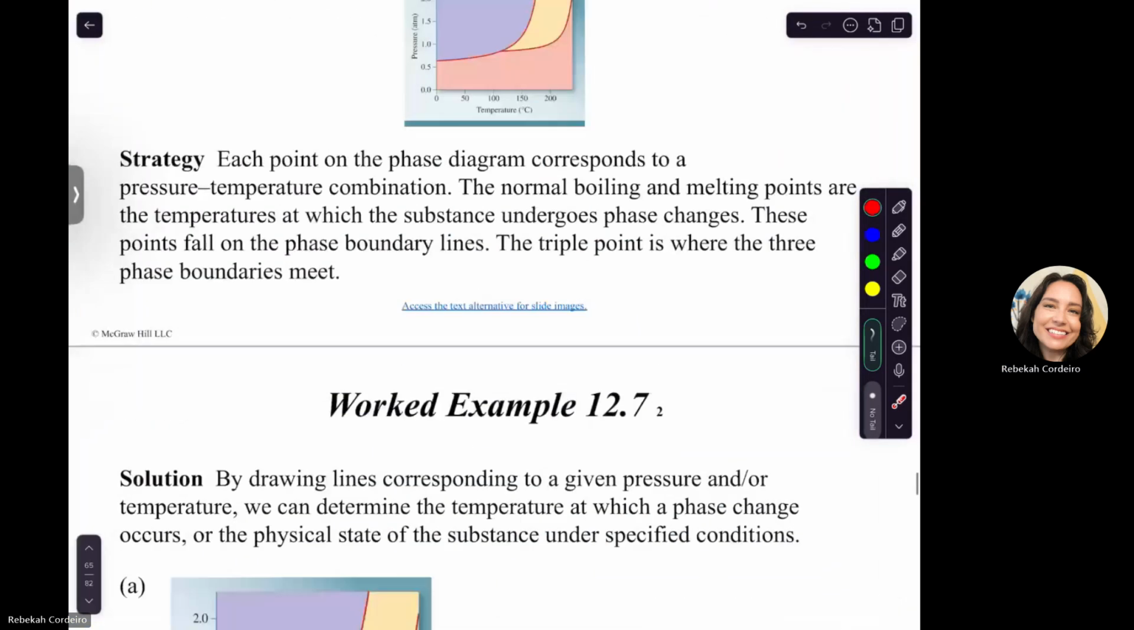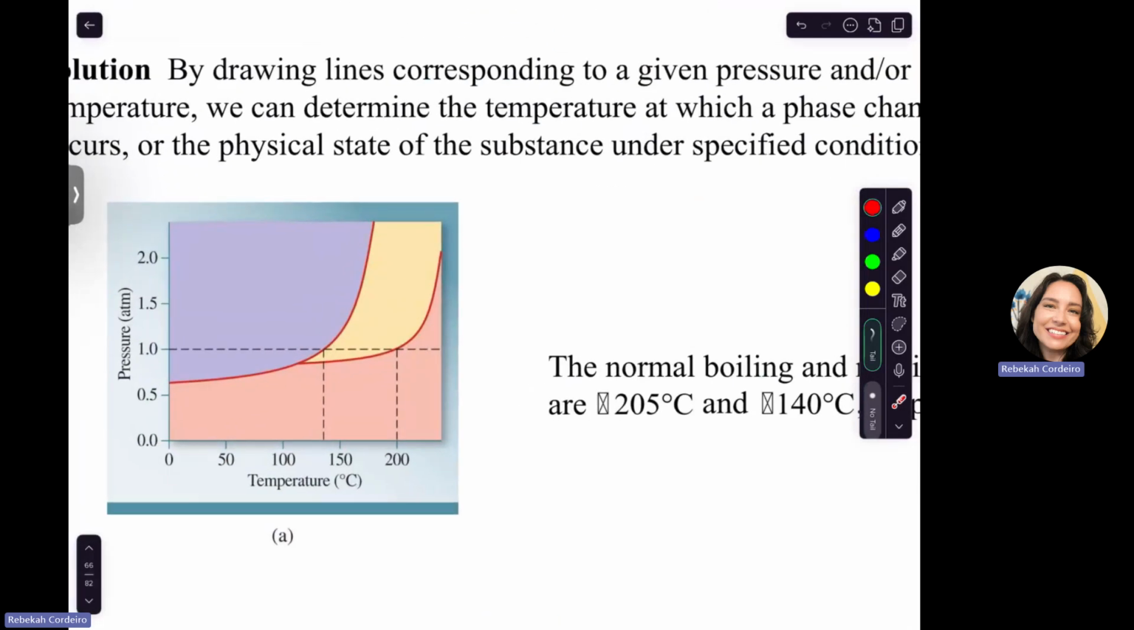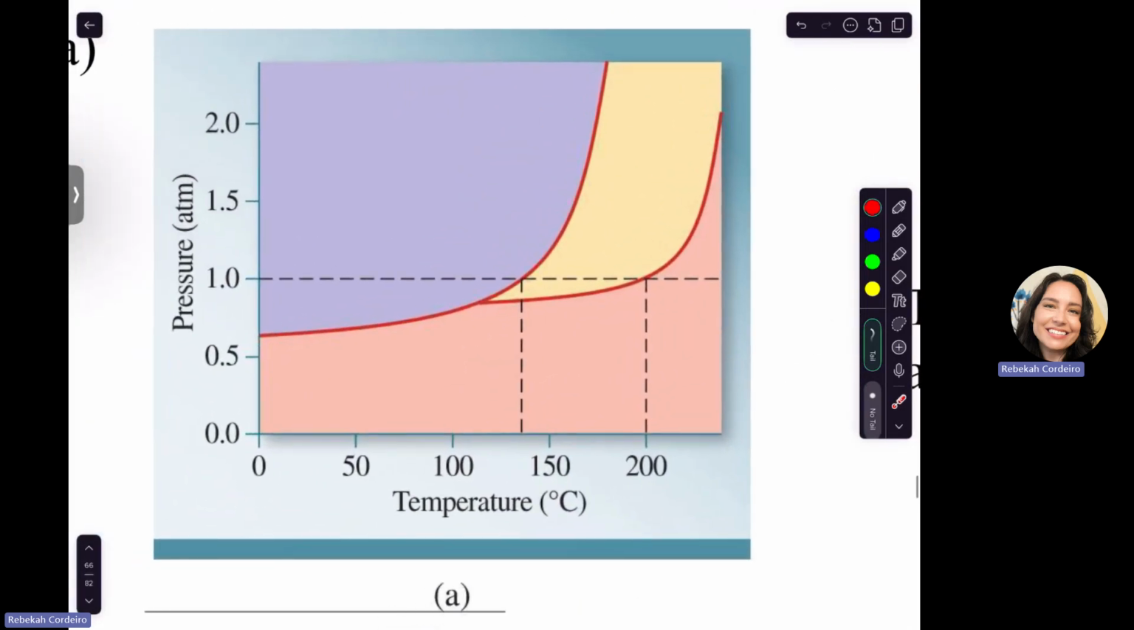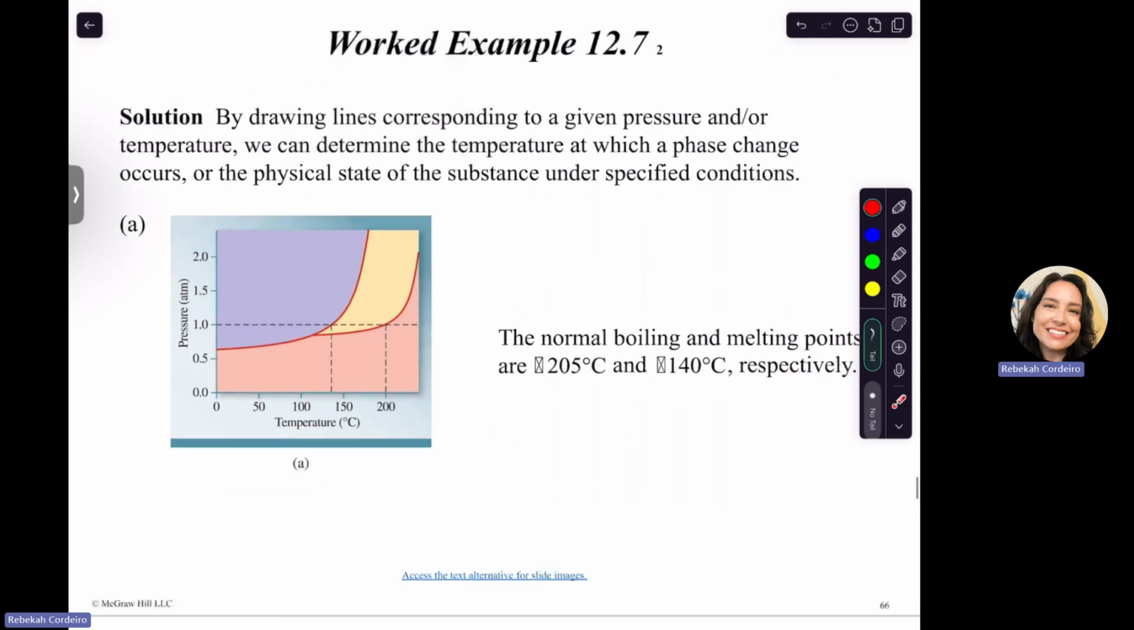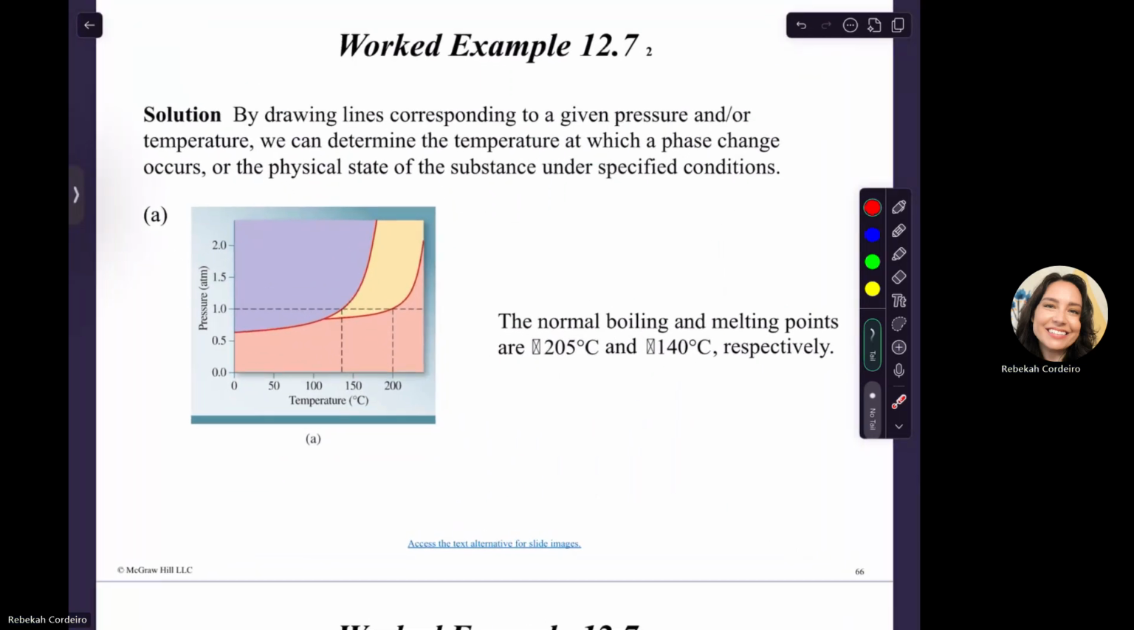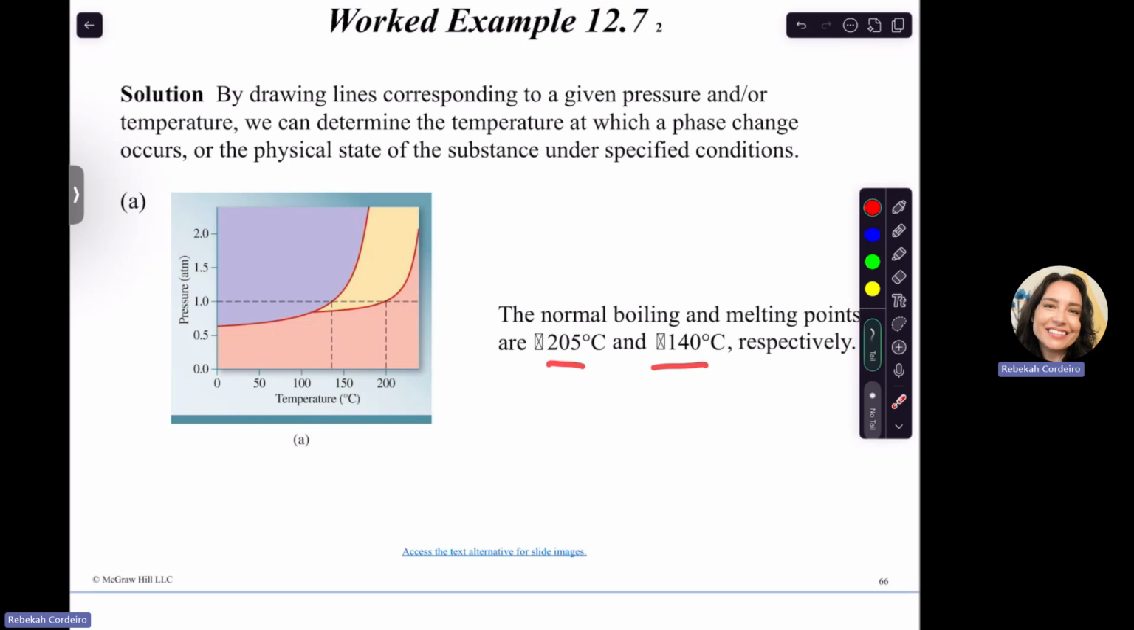Okay, so we're just going to label stuff. First, the normal boiling point. The normal boiling point is the point at which we go from liquid to gas at 1 atmosphere. So I find 1 atmosphere, and I go from liquid to gas right here at 200 degrees. So that's my boiling point. This would be my melting point, from solid into liquid, because liquid goes in the cup, so I have solid, liquid, and gas. Here, before 150, maybe like 140, would be my melting point. So they guess like 205 and 140 for your answers.